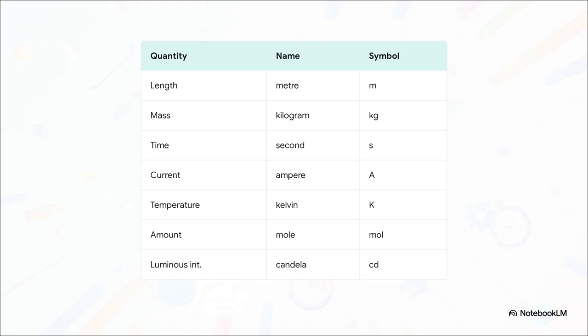You've got the meter for length, the kilogram for mass, the second for time, the ampere for electric current, the Kelvin for thermodynamic temperature, the candela for luminous intensity, and my personal favorite in chemistry for sure, the mole for the amount of substance. It's just 7 pillars holding up the whole shebang of quantitative science.